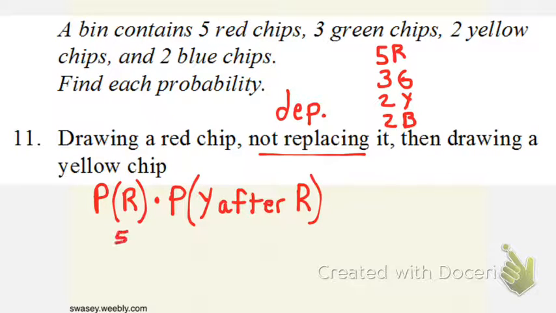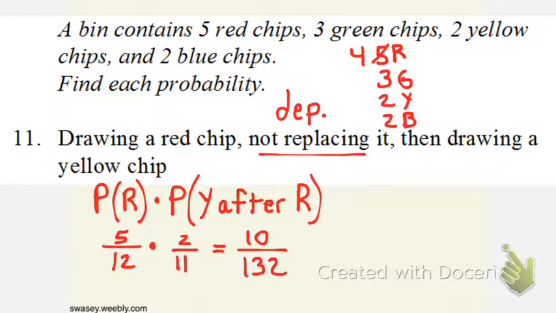So there's 5 red out of a total of 12 chips, and then after you've chosen a red out, now there's only 4 reds left. So there's 2 yellows out of a total of 11. Multiply those together, you get 10 over 132. You can divide them both by 2, and so you get 5 over 66.